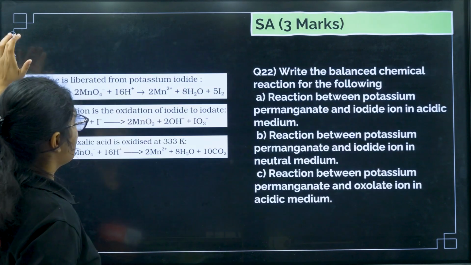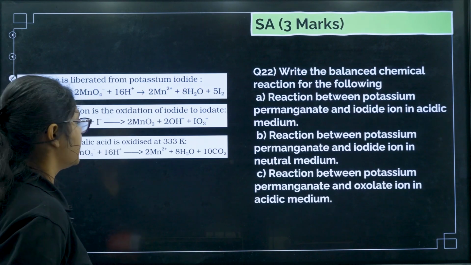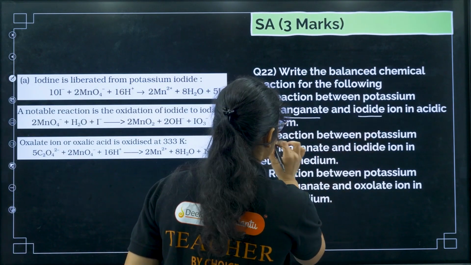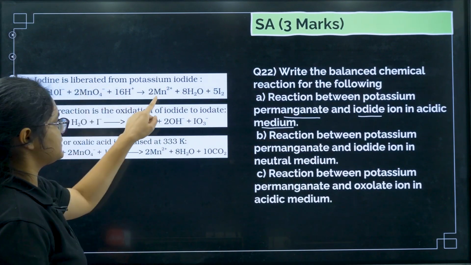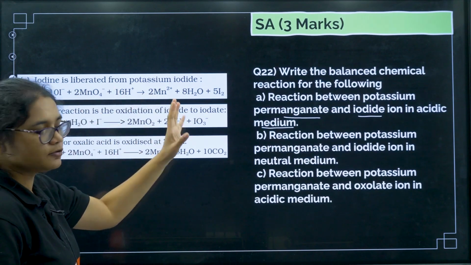Okay. Next, write the balanced chemical equation for the following reactions. So first one is reaction between potassium permanganate and iodide in the acidic medium. So in acidic medium what happens? MnO4 minus gets converted to Mn2 plus, I minus gets converted to I2, rest you have to balance it.